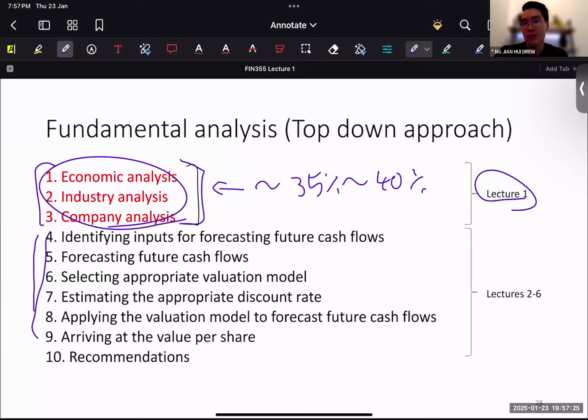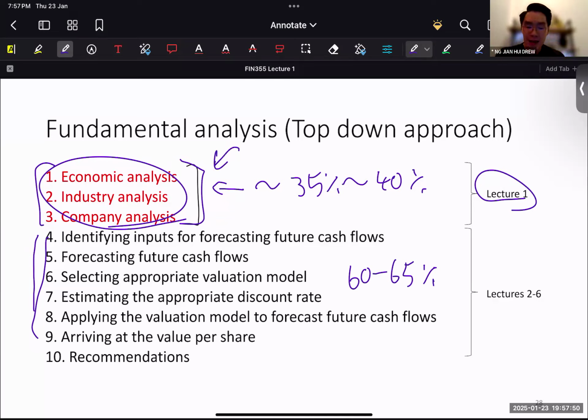Now, from lecture two to lecture six, that's where we go in depth into the valuation techniques. And of course, if you put in the wrong cash flow or the wrong discount rate, your whole valuation is wrong. So also very important, lecture two to lecture six usually accounts for maybe 60 to 65% of your marks.